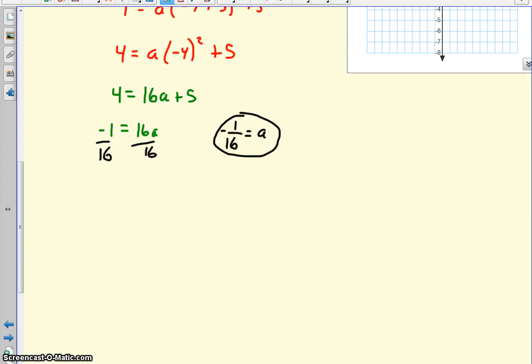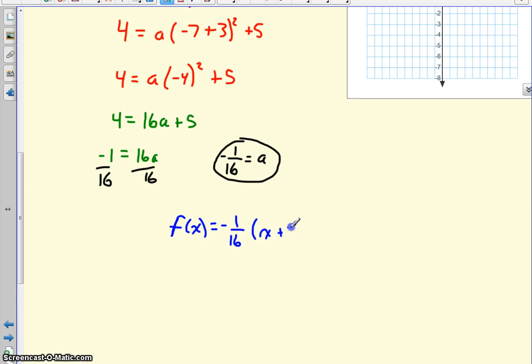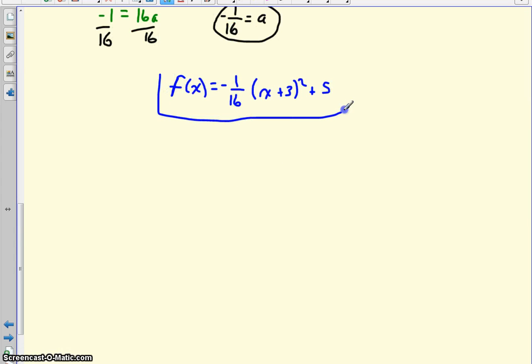Okay, so when that's all said and done, I can now write out my final equation in vertex form. So it's going to be y, or f of x. Let's use f of x because we're in grade 11, function notation. So it's going to be -1/16, and then again, I had x plus 3 all squared plus 5. Okay, so all that work gave me the equation in vertex form, and normally I'd be done.